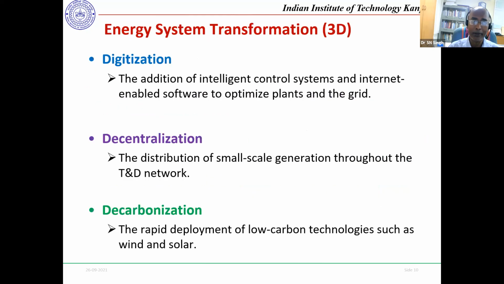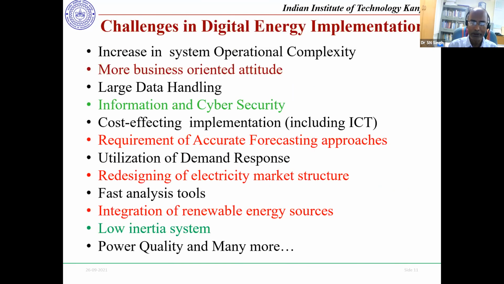So there are three Ds, and if we use these three Ds massively, that will be known as energy transformation, digital energy. Because of digitization, we can use additional intelligent control, and internet-enabled software to optimize the plant and the grids. With decentralized control, we can have small-scale generation through the T and Ds. And with decarbonization, of course, there is rapid deployment of wind and solar, which we are already doing, and we have to go a long way, massively adding to our system. So this is my last slide.